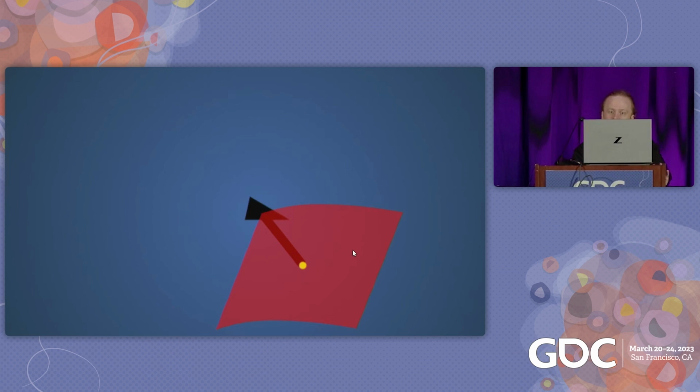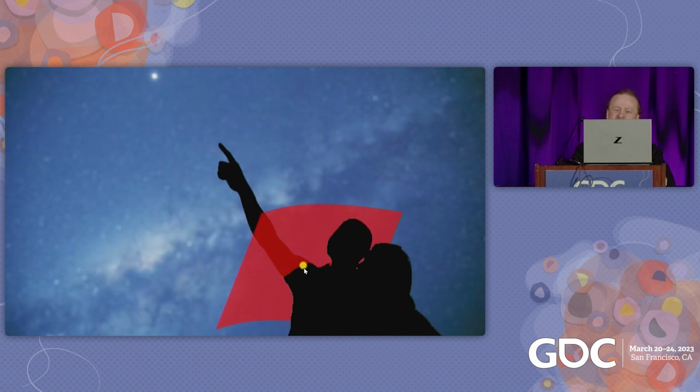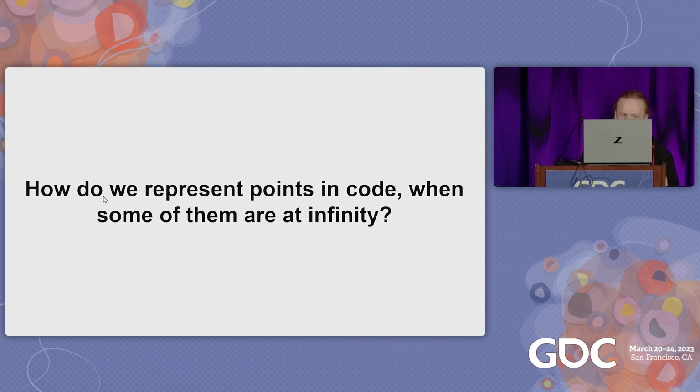To really hammer that home, you can have a surface like this, and I claim that the normal vector at that point is pointing at a certain star in the sky, which you can point at and imagine like your arm is coming from that point in the surface, and you can move yourself around. Okay, how do we represent points in code, though, when some of them are points at infinity?